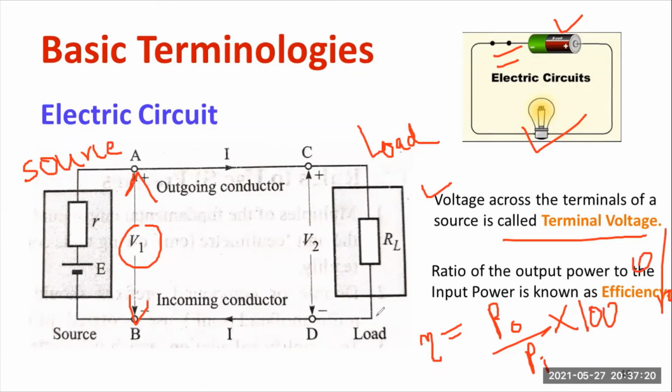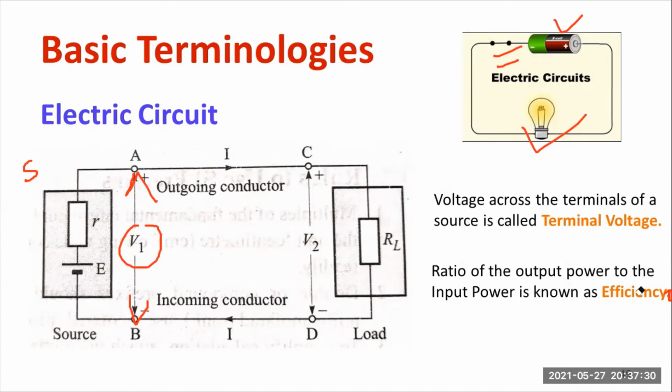So we have a source and we will be having a load. If it is a DC circuit, you have to take the polarity. If it is AC, polarity does not matter. And you can compute the efficiency by using the formula output power divided by input power. This can also be compared with the water analogy.